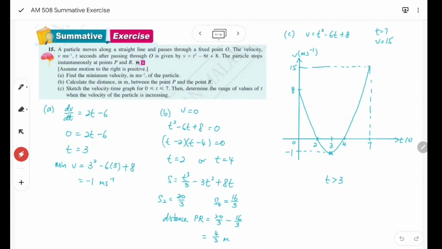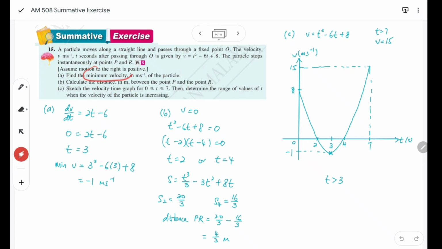Question number 15. A particle moves along a straight line and passes through a fixed point O. The velocity v meter per second, t seconds after passing through O, is given by v equals t squared minus 6t plus 8. The particle stops instantaneously at point P and R. Assume moving to the right is positive. A. Find the minimum velocity in meter per second of the particle.